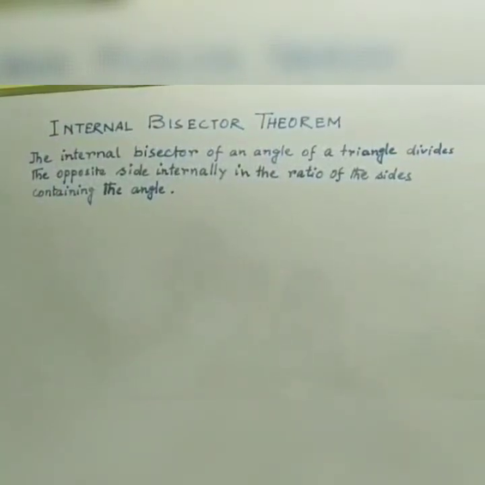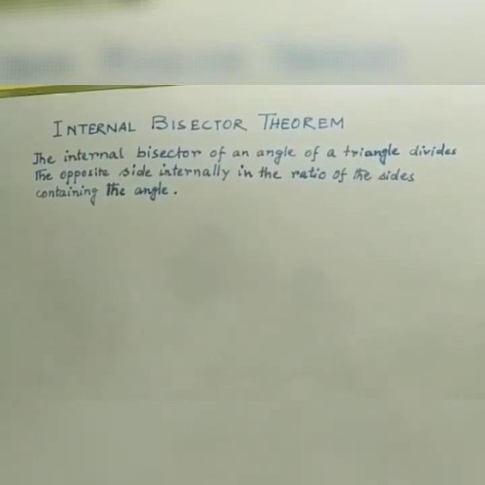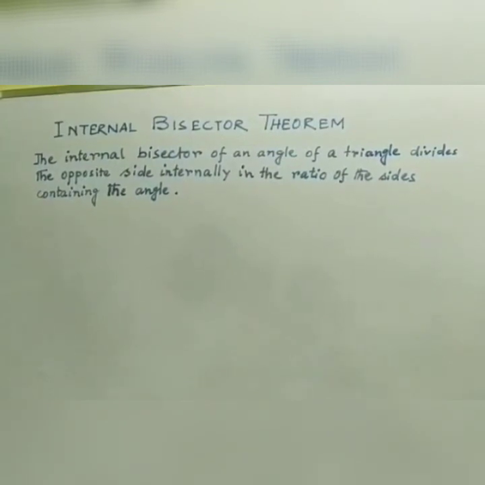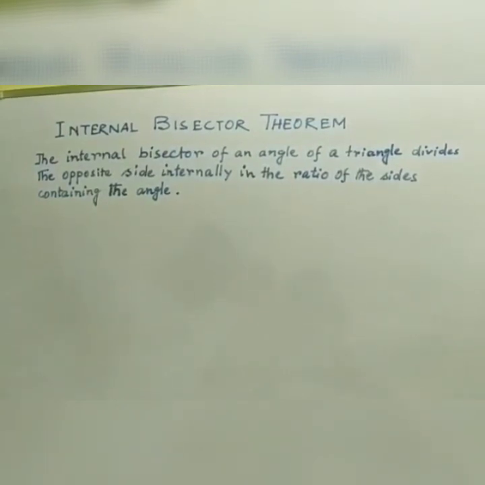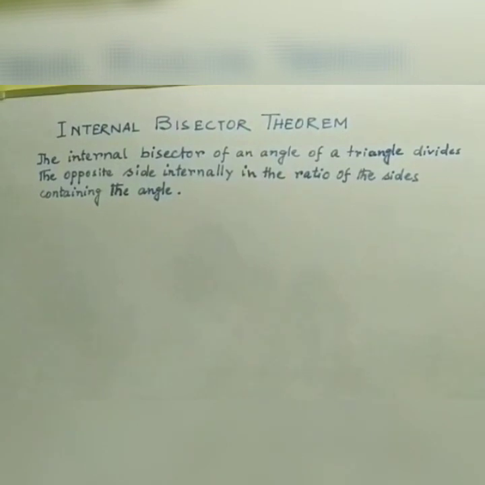Internal bisector theorem. At first you need to understand the statement of this theorem. We have two bisector theorems, one is internal and one is external. These are most important theorems because their applications are very useful in this chapter, triangle. So let us see now the statement of the internal bisector theorem.